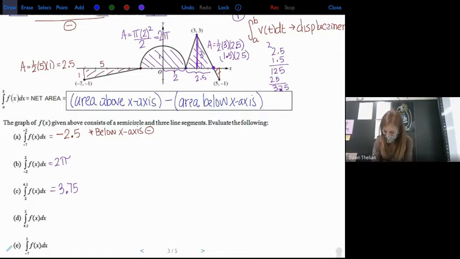And then our last one is that little mini triangle below the x-axis, so it's negative. So that base is just 1/2 itself. And then the height is 1. So 1/2 times 1/2 is 1/4, or 0.25. But anything below the x-axis, we're going to make negative.